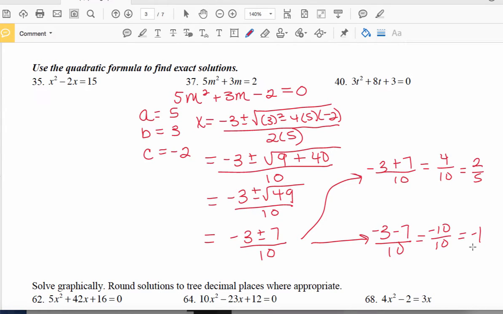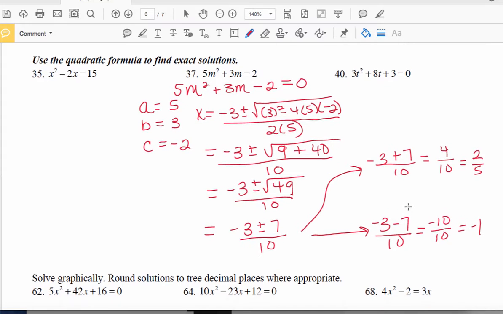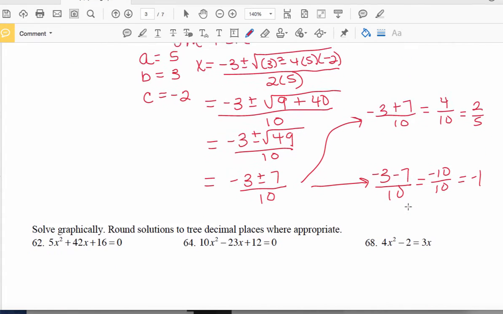And I know it took a lot of space up on this problem. Hopefully you can fit it in with a nice sharp pencil and not need to use as much space as I did.